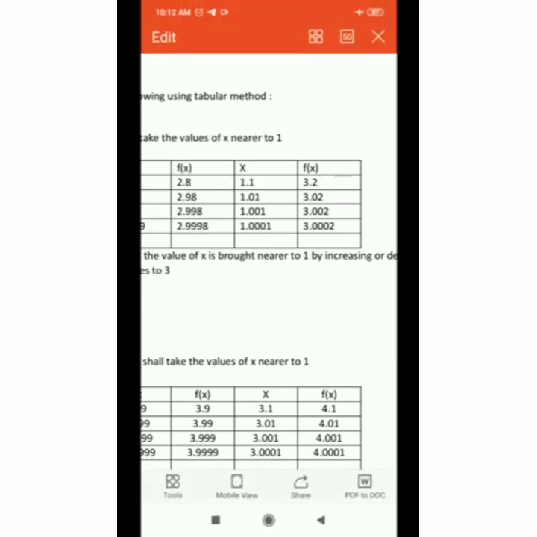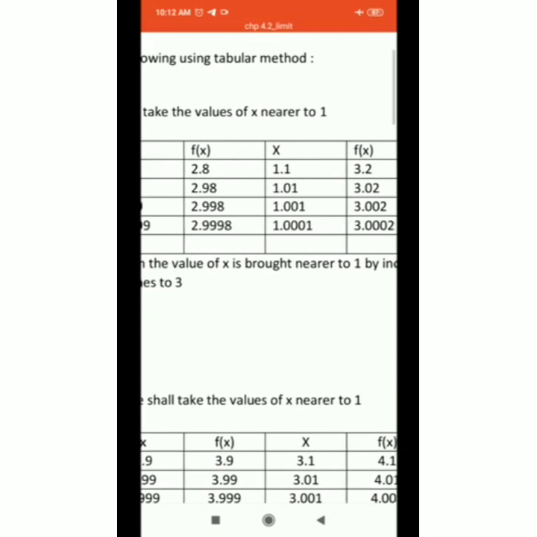In the third column, 1 plus 0.001, so we get the answer as 1.001, and the final output as 3.002. And in the final one, 1 plus 0.0001, so we get 1.0001, and when we put that value of x, we get the answer as 3.0002.